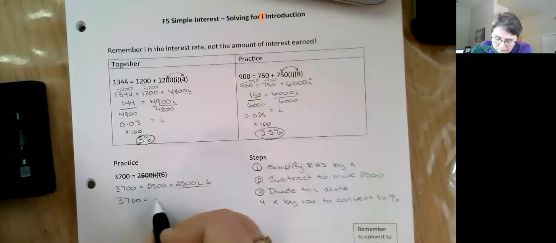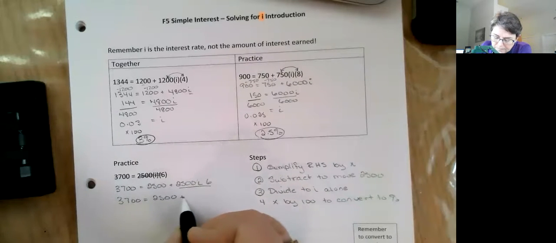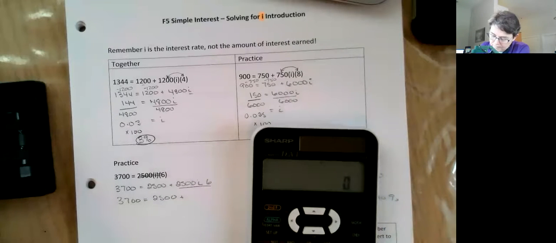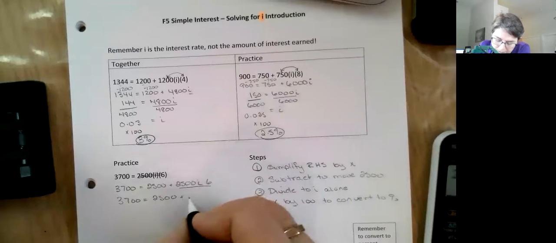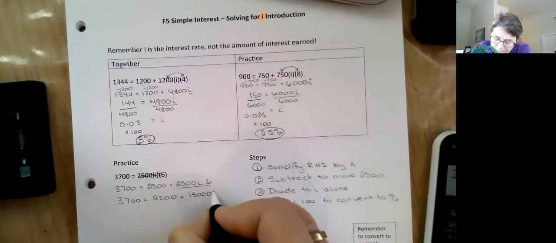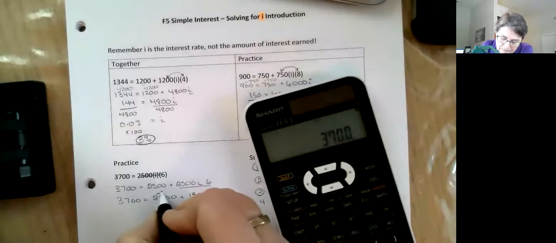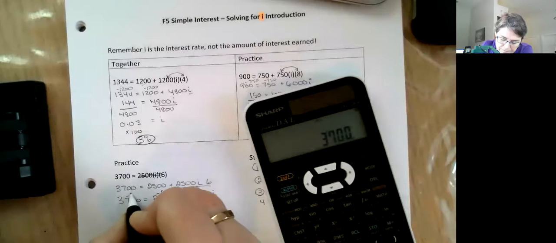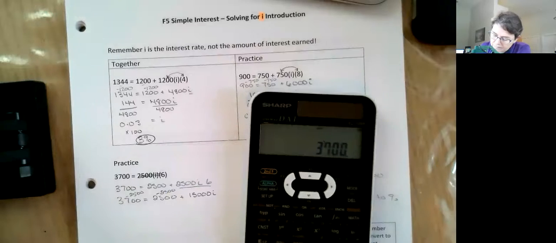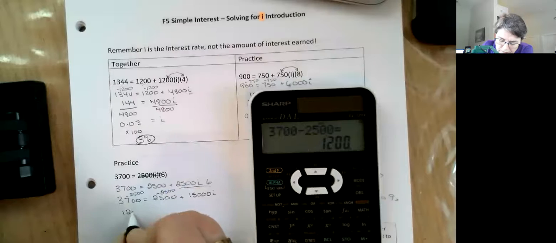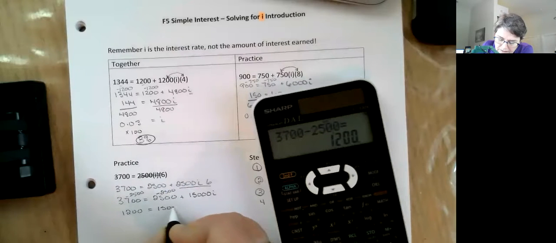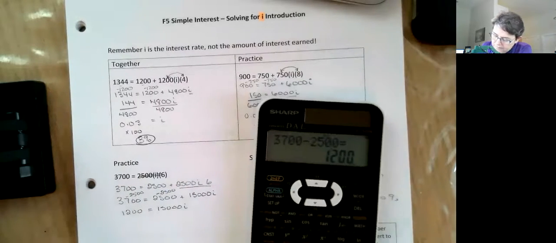700. All right, so it's going to give us 15,000 I. Oh, I put the calculator away. Now I need to go 5,700. Oops, let me show you what I'm going to do next. Move this over. Minus 2,500, which is going to be 1,200, is equal to 15,000 I divided by 15.